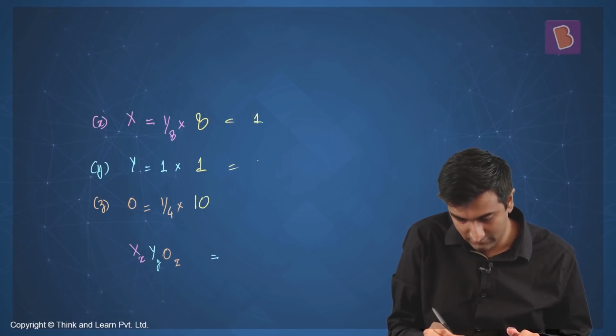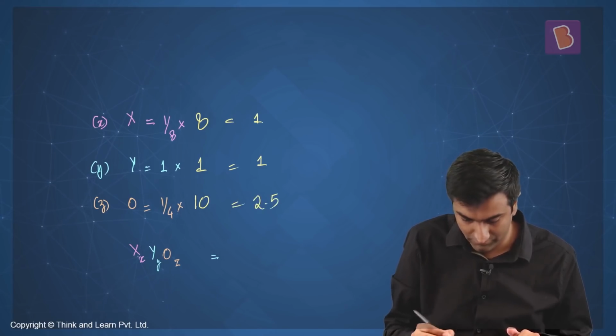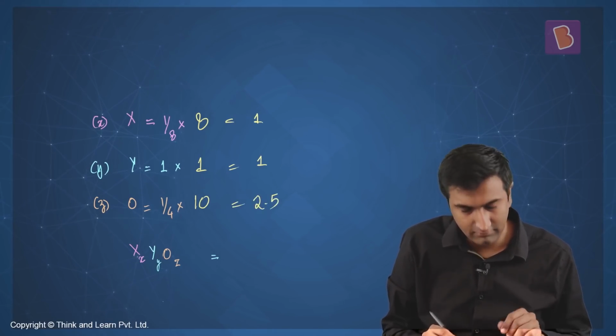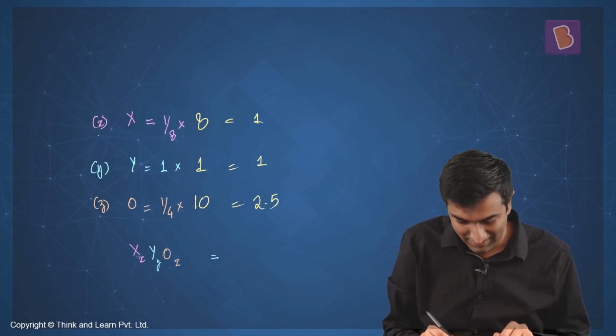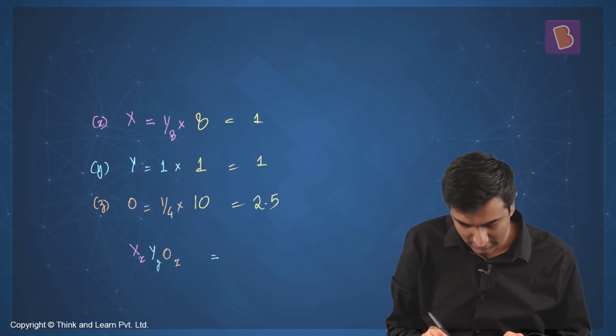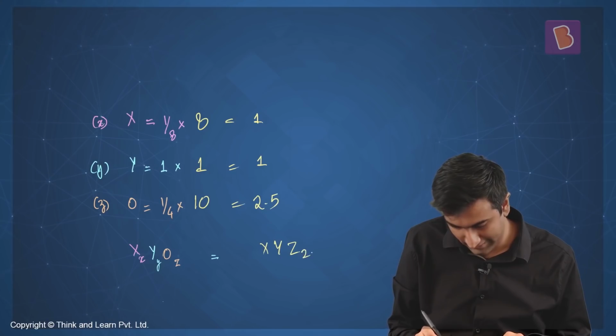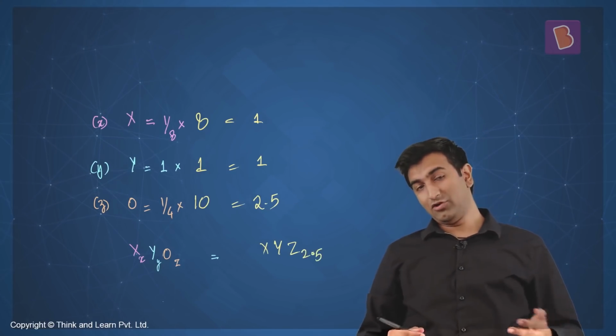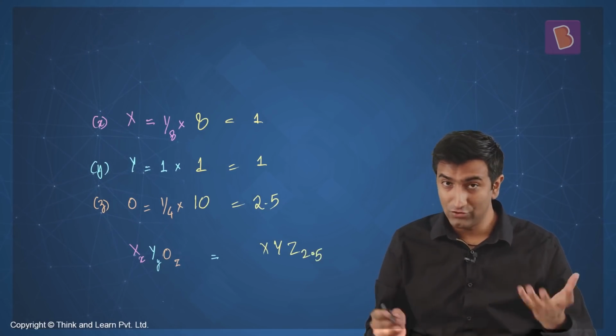This is 1. This is 1. This is 2.5. So x, y, z. X, X, Y, Y, O, and Z is going to be what? This is going to be X, Y, Z, 2.5. This is not the molecular formula. You cannot have a molecular formula with a fraction. So you need to get it to a whole number, right?